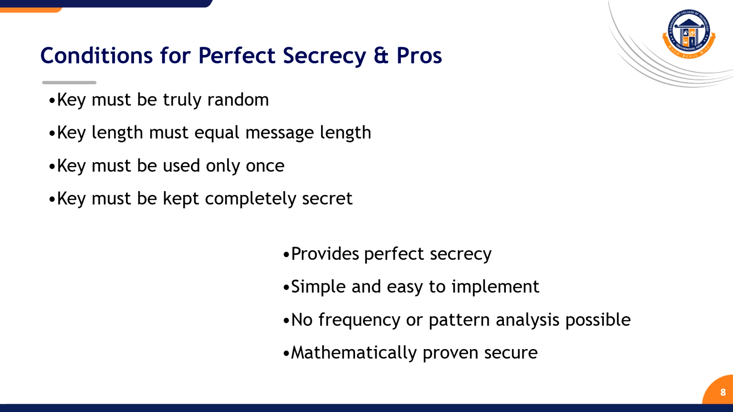Another one, we use only the XOR operation with the help of a truth table. So that is a traditional model. With the help of a simple truth table, we implement the encryption and decryption process, so it is simple and easy to implement. Also, no frequency or pattern analysis is possible, because the key value is used only once and is random. So there is no way of frequency or pattern analysis. Finally, we get exact output for encryption and decryption. It is mathematically proven to be secure with the help of simple logic.